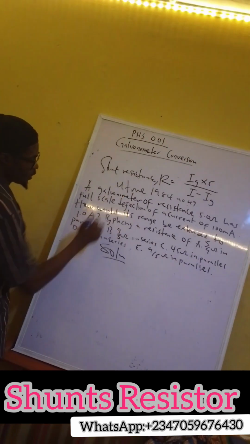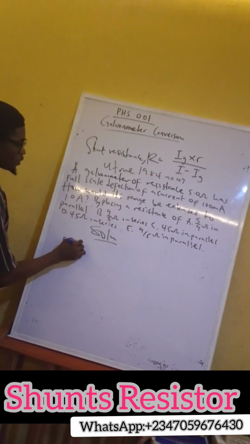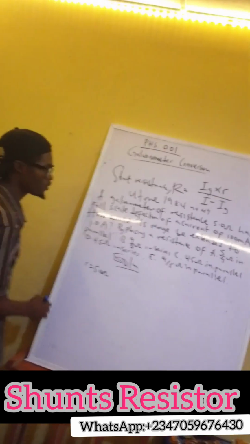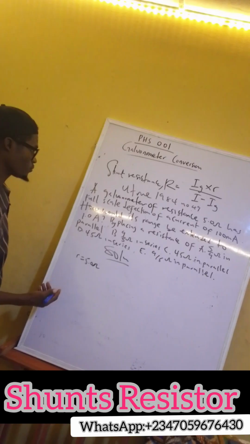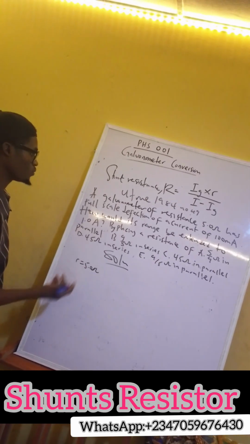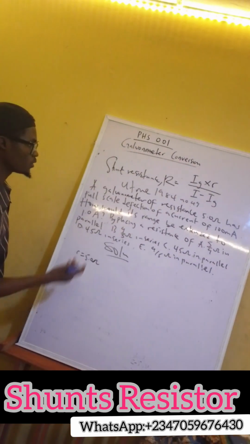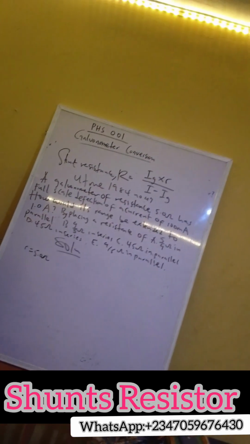It's given as that small letter r. So our small letter r is 5.0 ohm. These are your parameters first. We have a full scale deflection current of 100 milliampere.